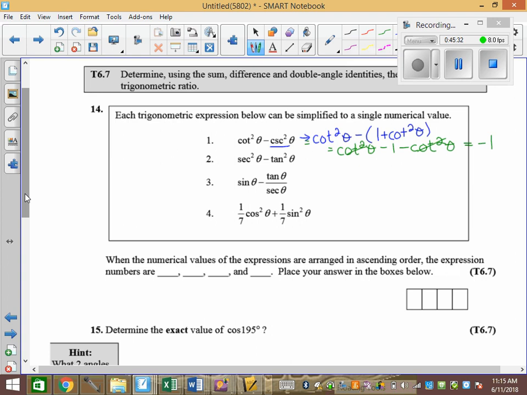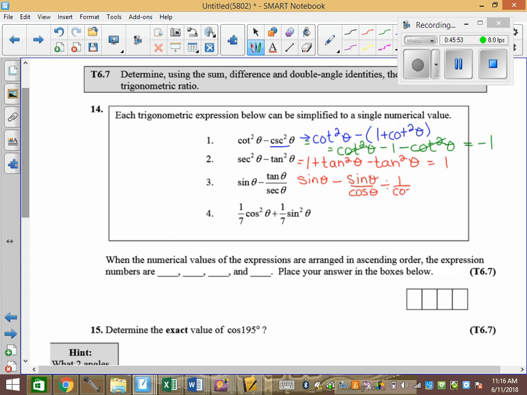Secant and tan are friends as well. Secant squared is 1 plus tan squared. 1 plus tan squared is what I'm going to fill in for secant. Minus tan squared. Tan squareds cancel. I'm left with 1.